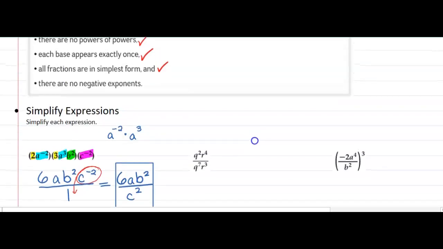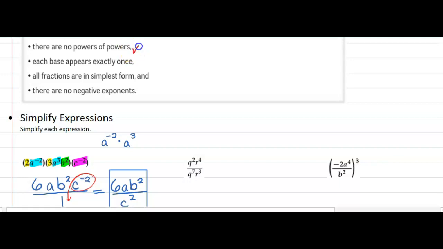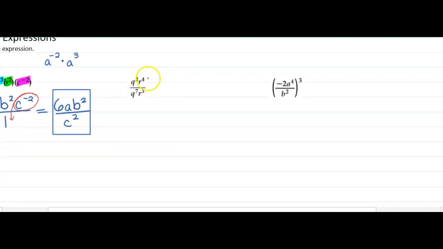Let's take a look at the next one. Remember, we want to go through our checklist, making sure that we don't have any powers of powers, that each base of, oh, well, we've already failed because I have a q squared and a q to the 7th. Now again, when you're first starting out with problems like this, go ahead and just expand it if it helps.